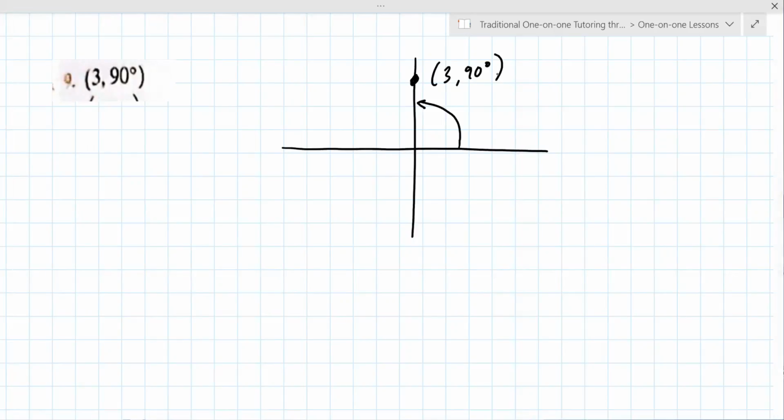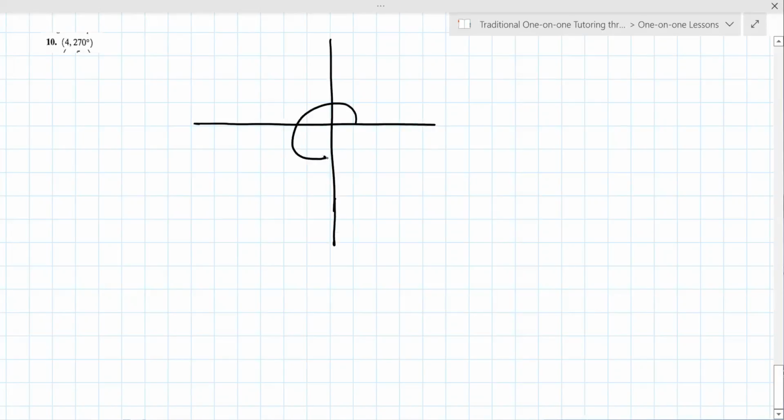Wait, going straight up? Why? 90 degrees is straight up. Oh, right. Pi over 2, straight up. Right, okay, so that would make sense. And then the last one here, 4 comma 270 degrees. Also on the line, so it'd be 4 straight down, right? Yeah. It's a little weird, but you rotate first, 270, so you know which way you're pointing. And then you go down.